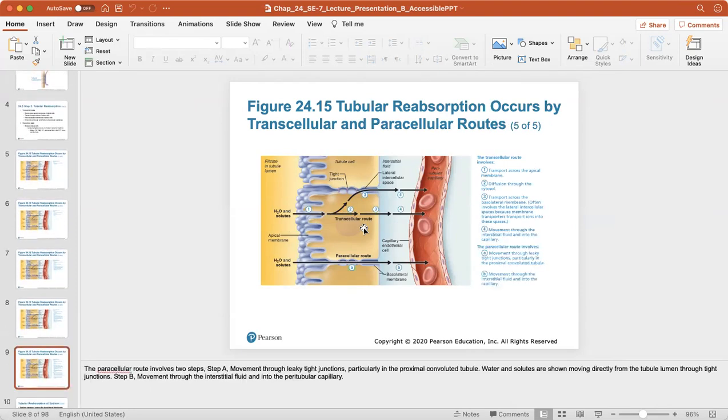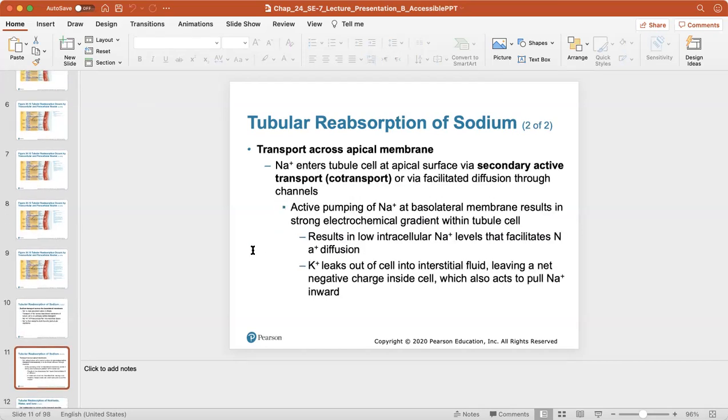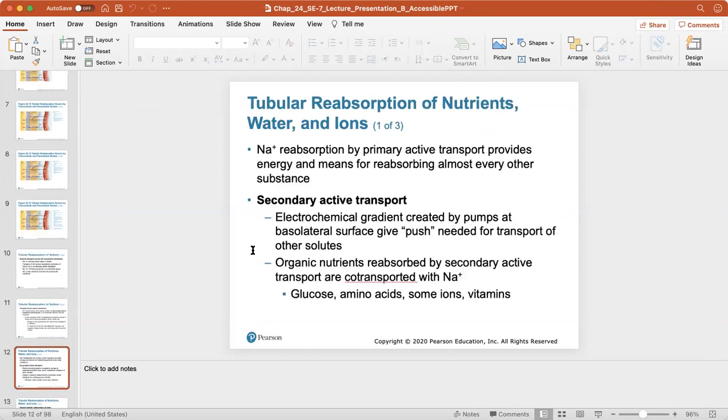All right, and you can read through those steps there. Sodium transport: it's the most abundant cation in the filtrate, and the transport of sodium across the membrane is via primary active transport. So we need ATP to work our sodium-potassium pump to bump sodium into the interstitial space, and then sodium is swept by bulk flow into the peritubular capillaries. So this takes you through sodium being transported primarily by active transport, but this provides energy and means for reabsorbing almost every other substance.